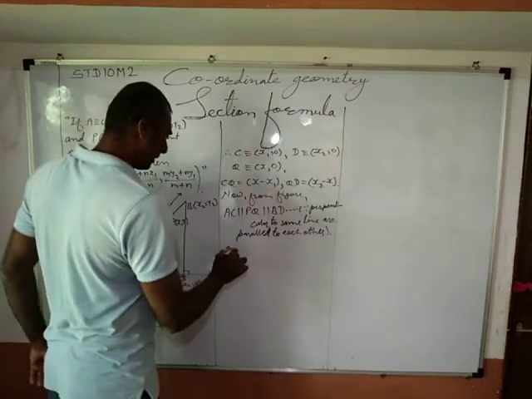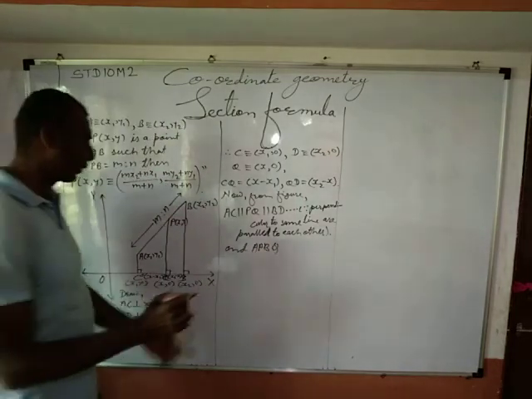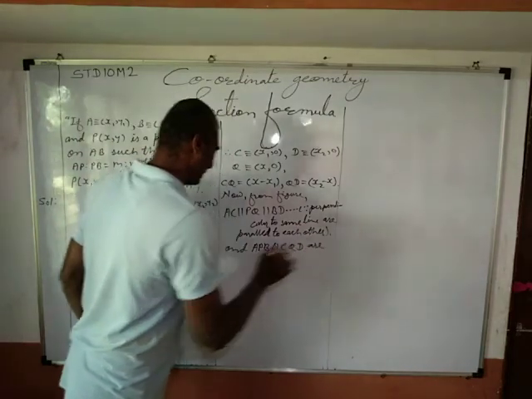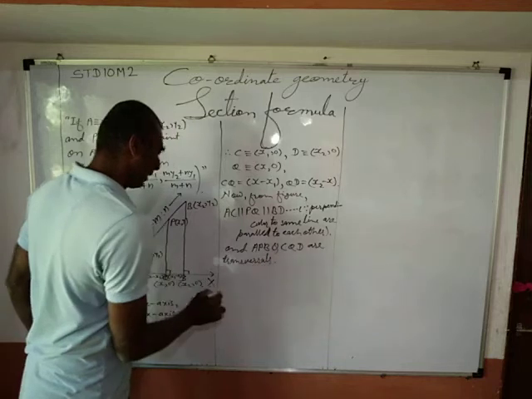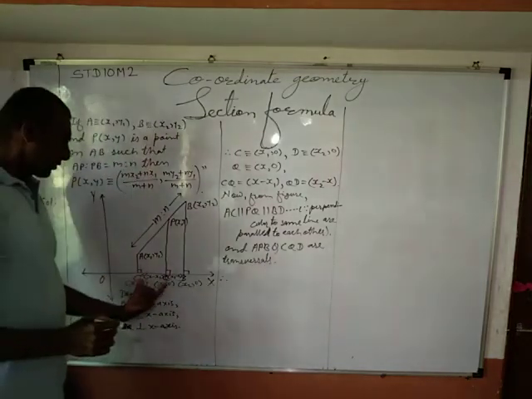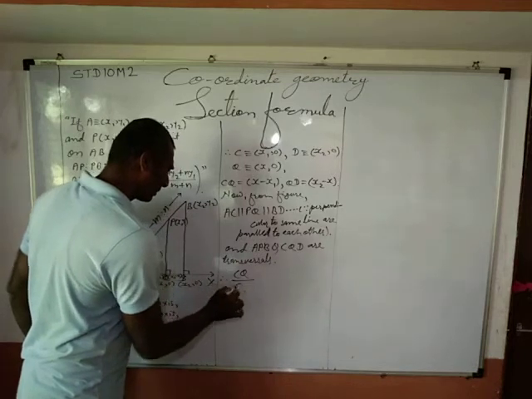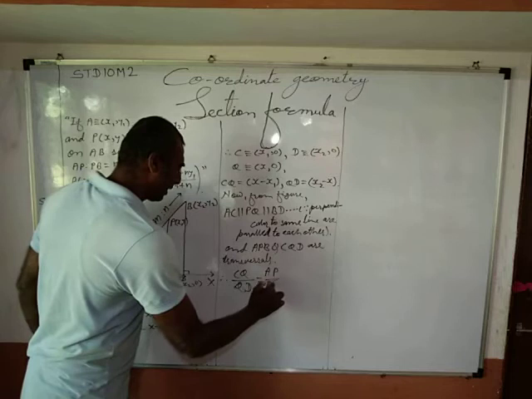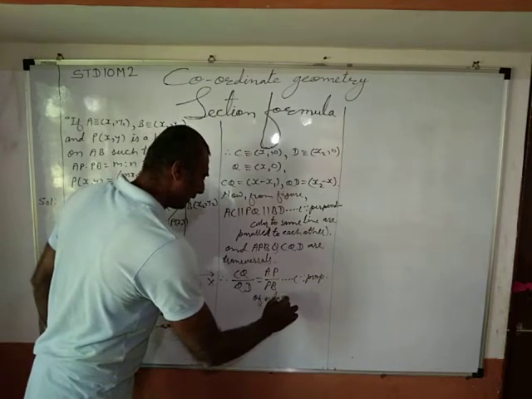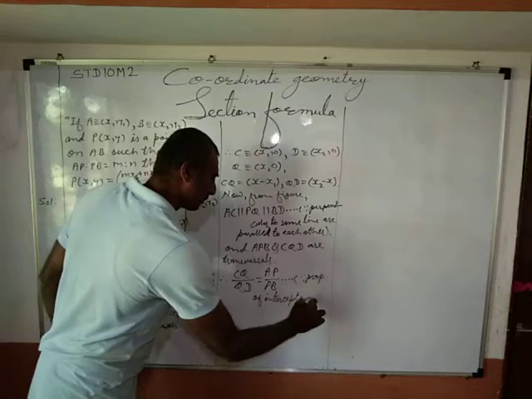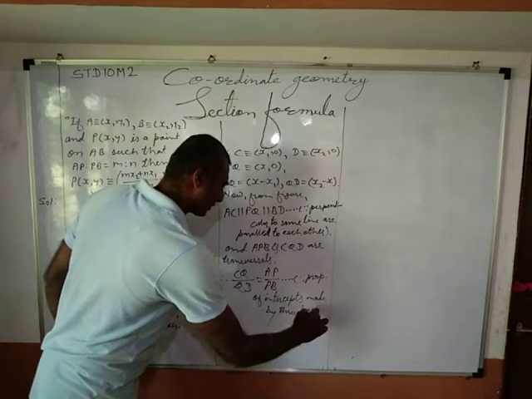Okay, and APB and CQD are transversals. And therefore, CQ upon QD equals AP upon PB, since property of intercepts made by three parallel lines.